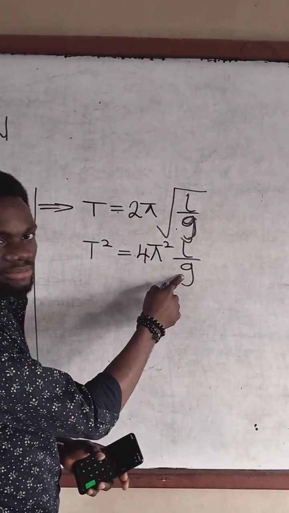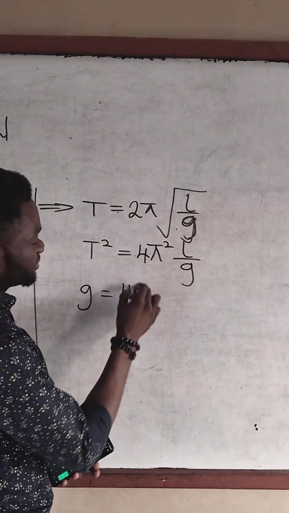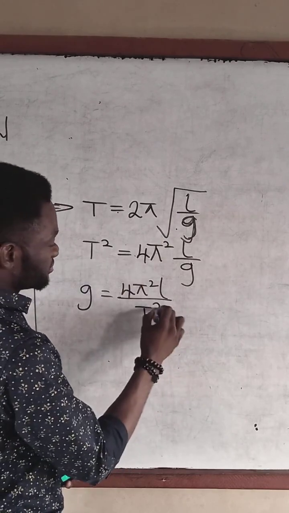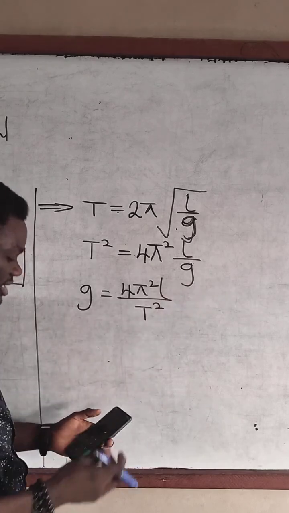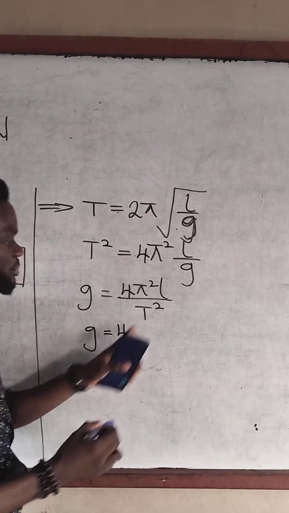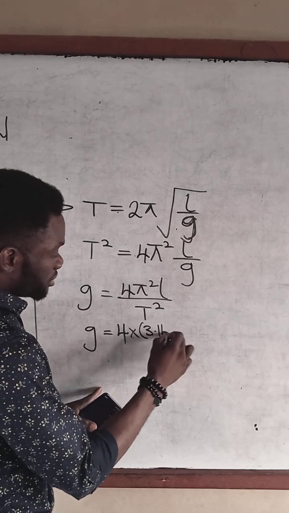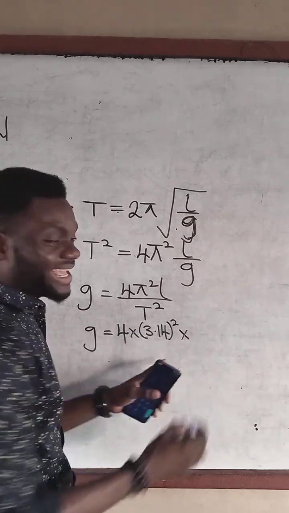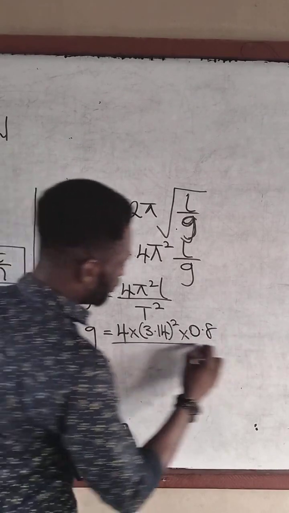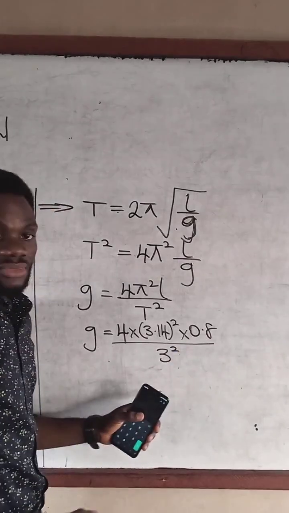I'm interested in making G the subject of the formula. G becomes 4 pi squared L over T squared. G equals 4, and I was told to take pi as 3.14. That will be 4 times 3.14 all squared, times the length of the simple pendulum, which is 0.8. This will be over the period we got earlier, that is 3 squared.